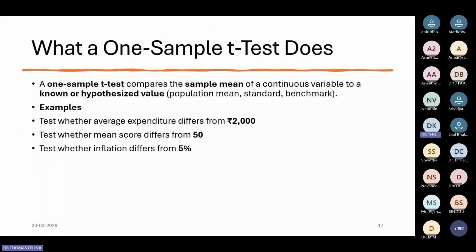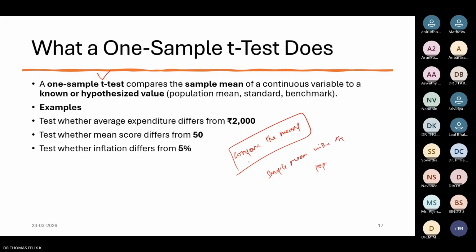So now we are moving to the one sample t-test, and then we will follow with the other t-tests. As I said, in the one sample t-test the intention is to compare the means. You are going to compare the sample mean with the population mean. That is the ultimate aim of the one sample t-test.